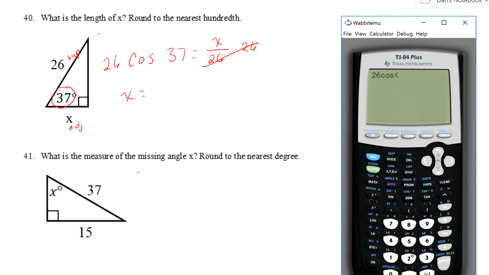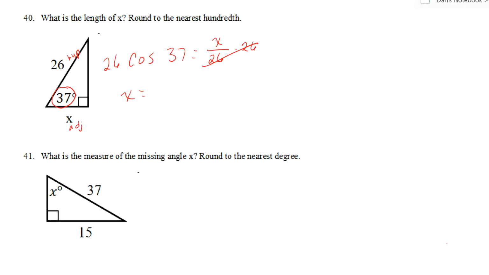26 cosine 37, 20.76. 20.76. Okay, we see we're definitely in the trig portion of the test.